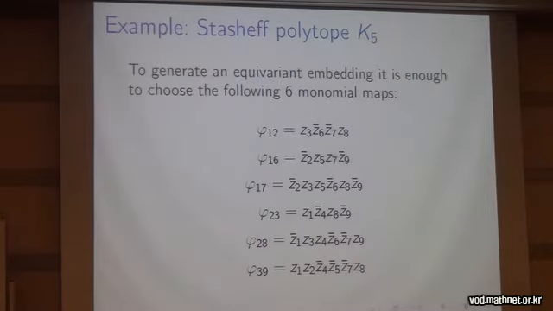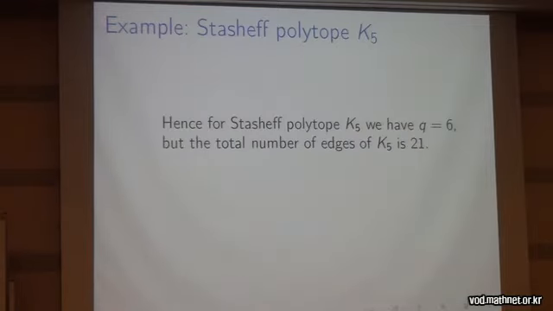And here are the components of the monomial map. I include it here just to show how complicated it can get in the case of, I don't know, the Stasheff polytope. Not very hard, not very simple. The Stasheff polytope gives us an example where Q is 6, but the total number of edges is 21.